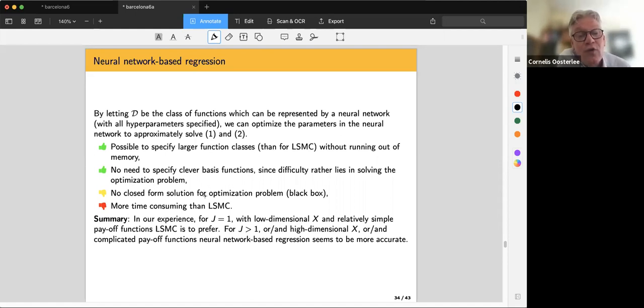Unfortunately, there's no closed form for the optimization problem. It is a black box, and that is a disadvantage, of course. And it's also a little bit more time consuming than the least squares Monte Carlo setting. So in summary, in our experience, for only one derivative, J equal to 1, a low-dimensional risk factor X, and a relatively simple payoff, the least squares Monte Carlo is to be preferred. But if we have multiple derivatives in a portfolio, a high-dimensional risk factor, and a complicated payoff, then the neural network-based regression appears to be more accurate.